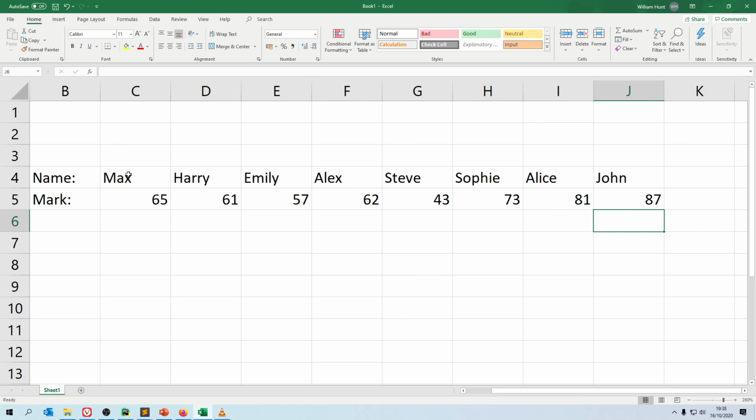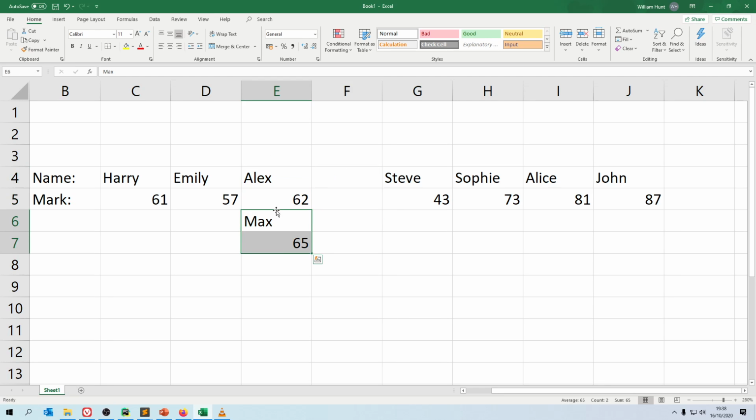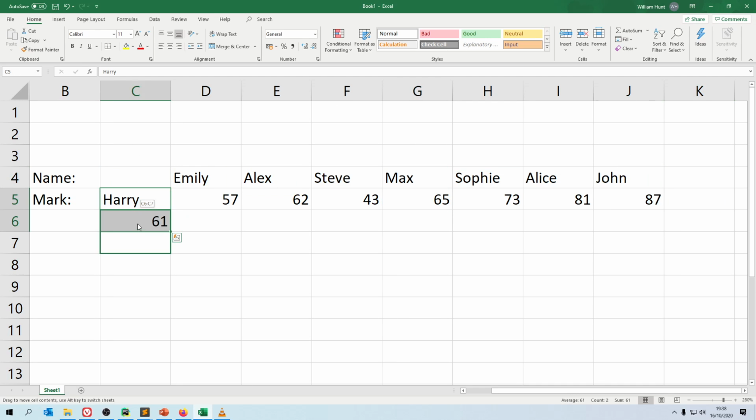Now we go back again. Harry and Max need to be swapped round. Then Max and Emily need to be swapped round. This is quite laborious to do by hand, but it's worth showing you. Max and Alex need to be swapped around, and obviously you're starting to understand why computers are so useful, because they do all this work for us. Max gets swapped around, and then Max is a bit above the top. We go back again. These two need to be swapped around.